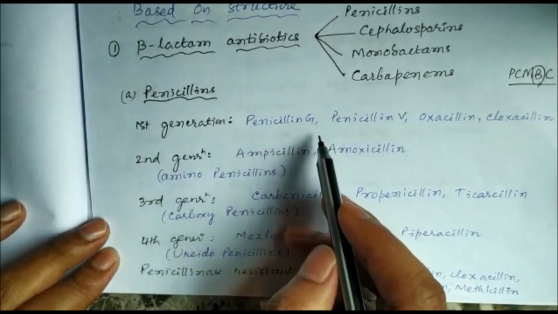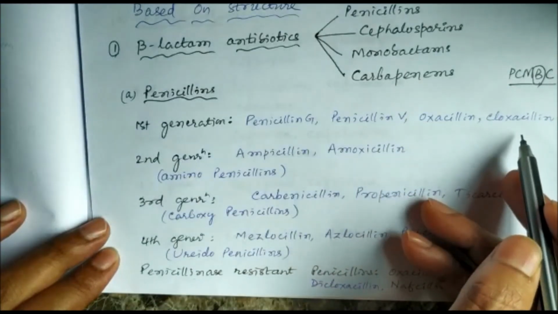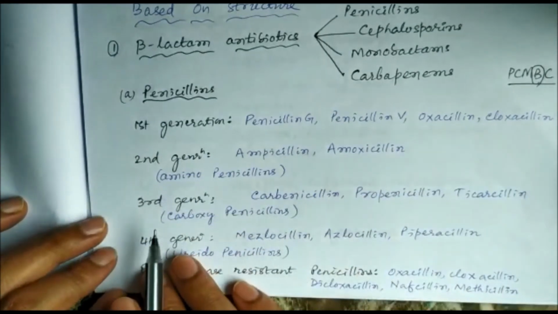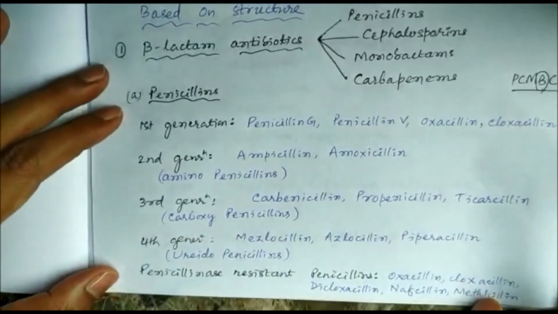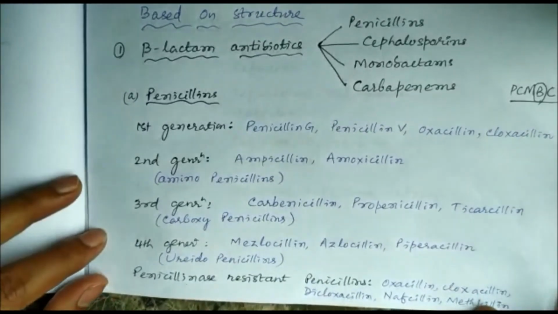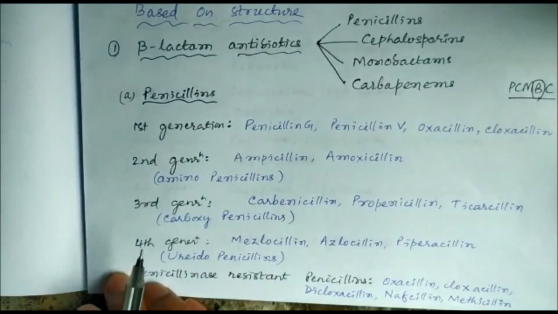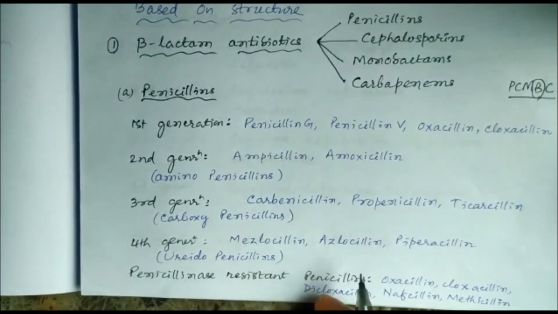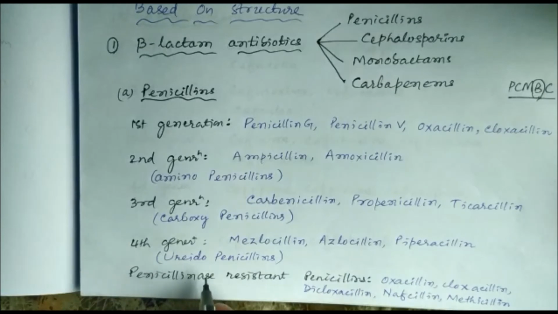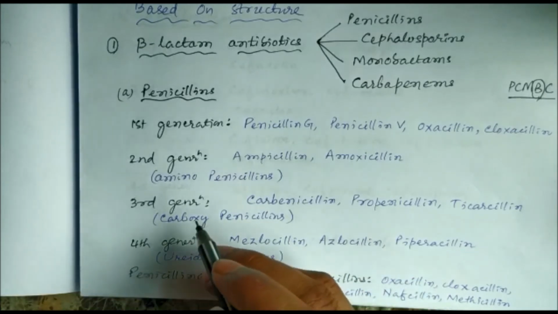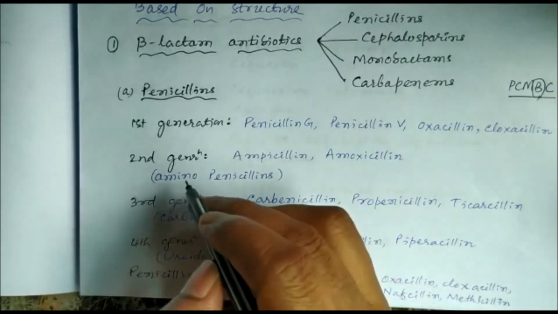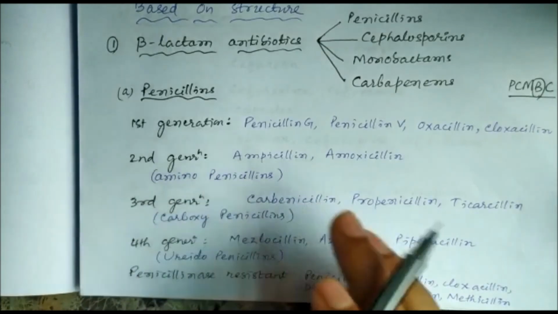First generation: penicillin G, penicillin V, oxacillin, cloxacillin. Second generation: ampicillin, amoxicillin. Third generation: carbenicillin, ticarcillin. Fourth generation: mezlocillin, azlocillin, piperacillin. All these fourth generation are ureidopenicillins. Third generation are carboxypenicillins. Second generation are aminopenicillins.